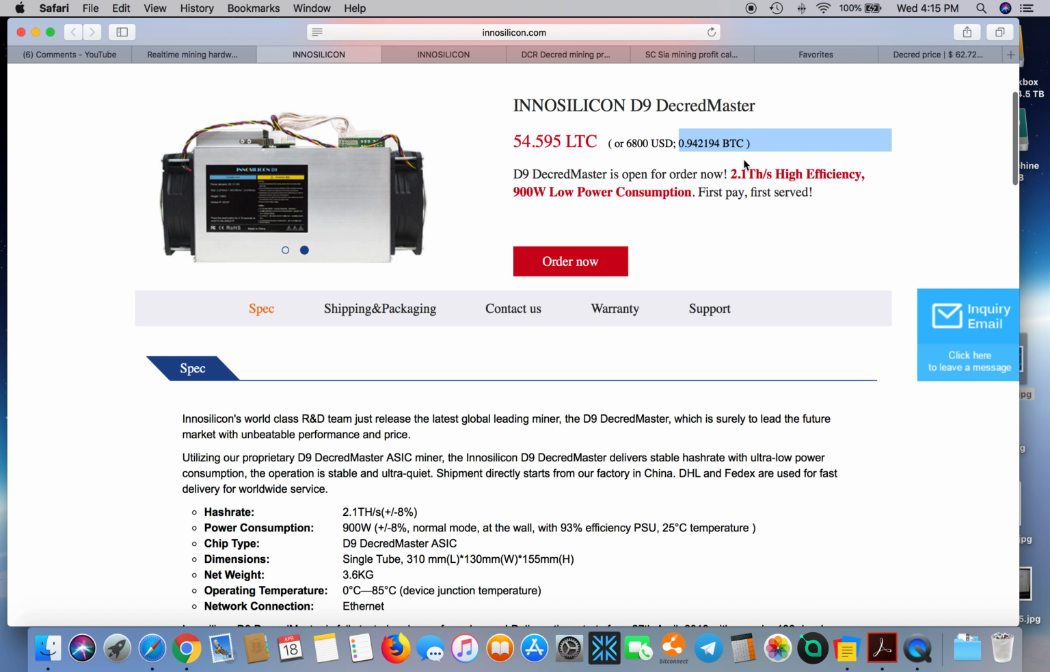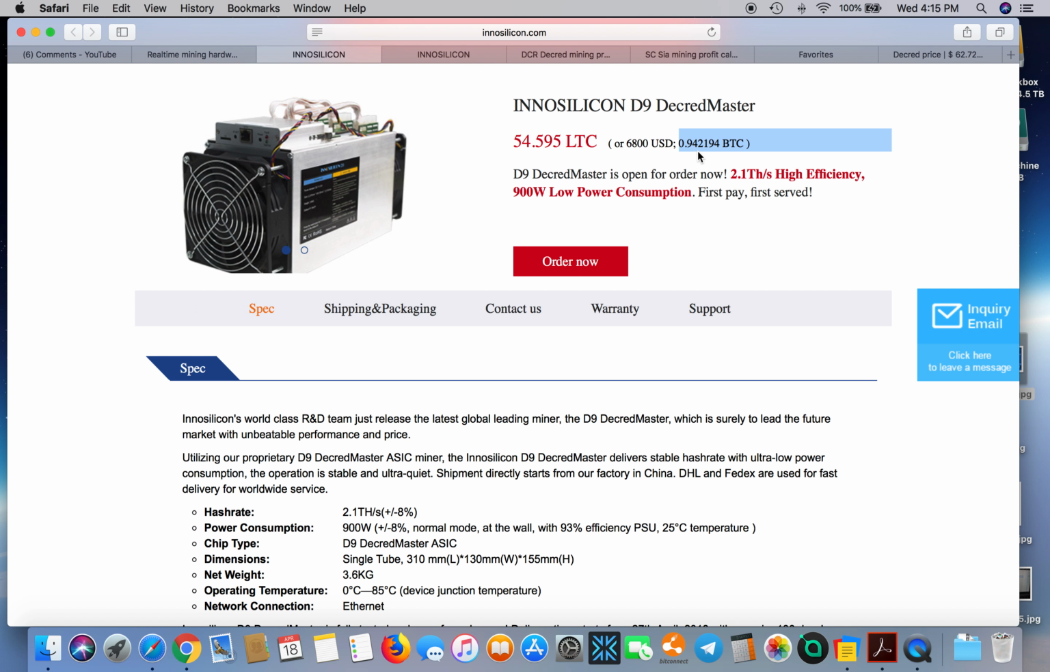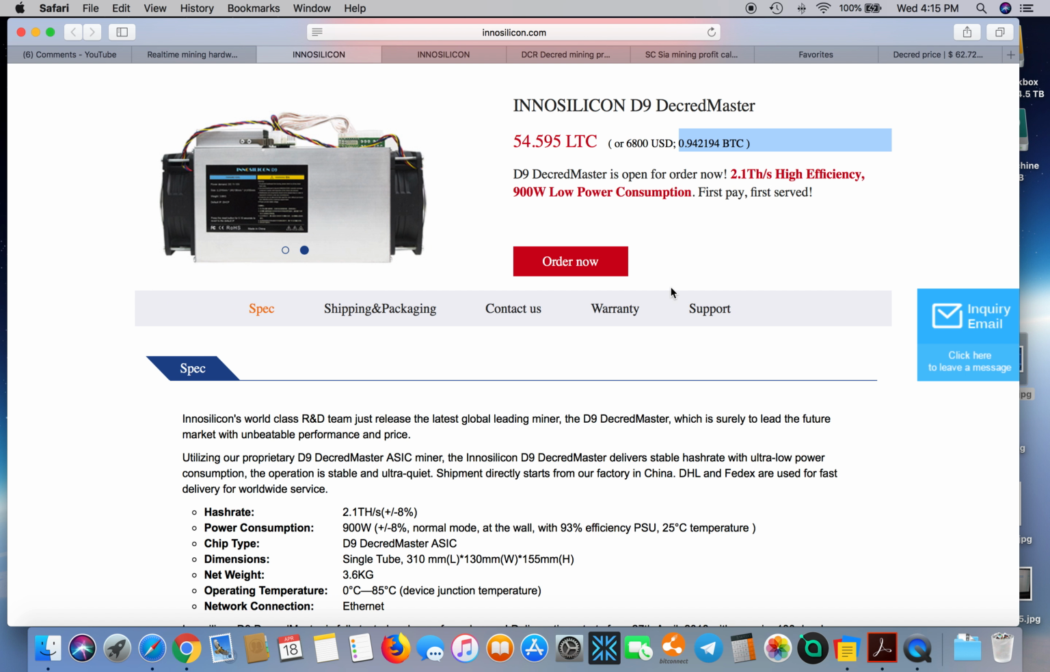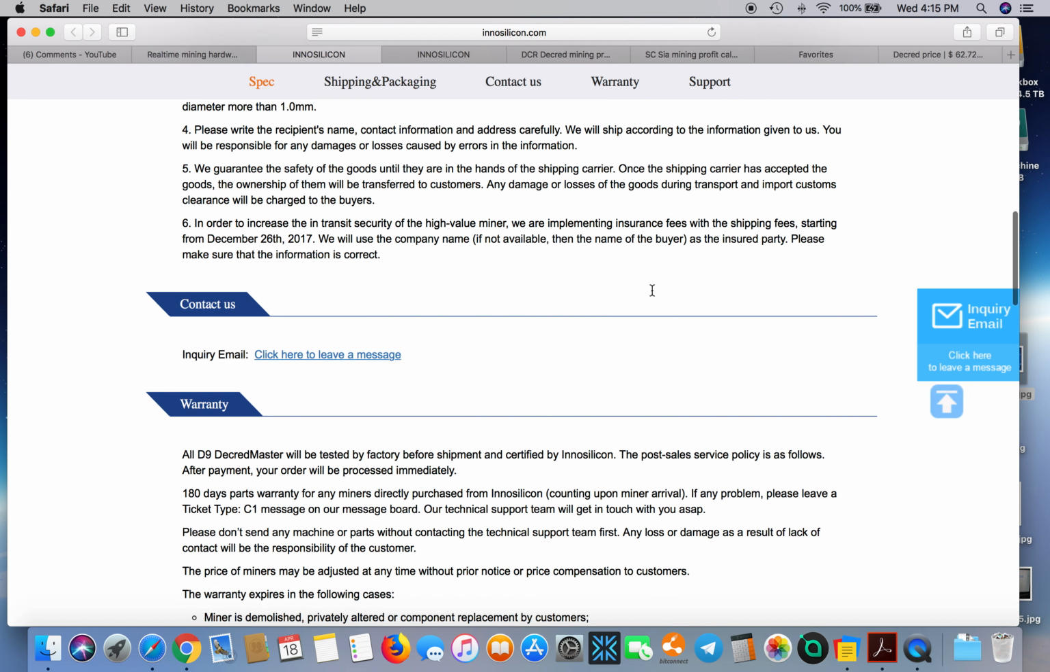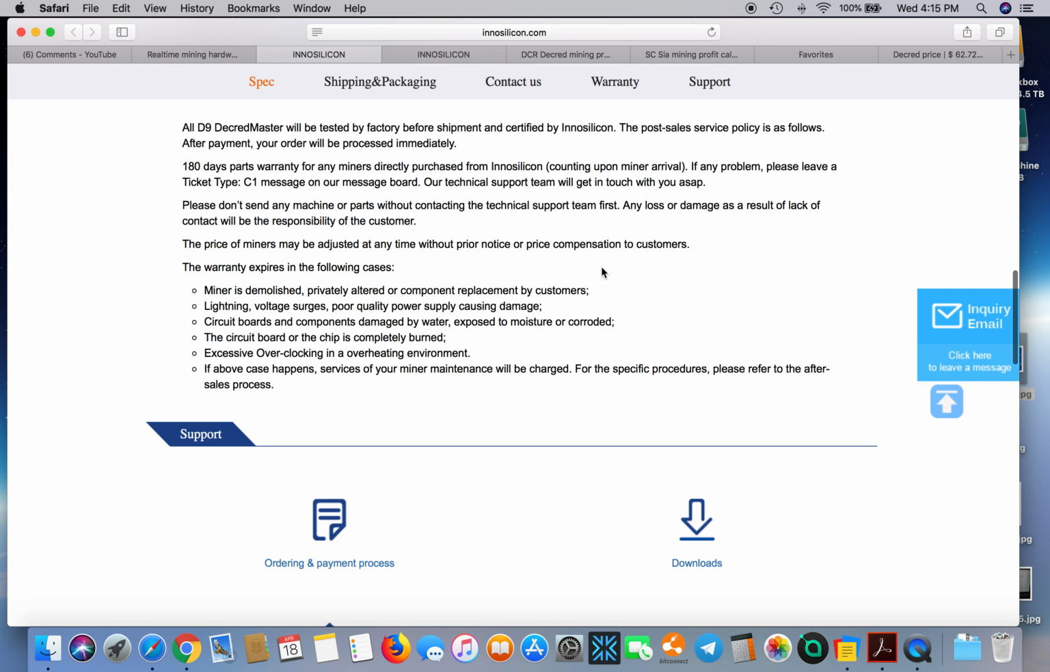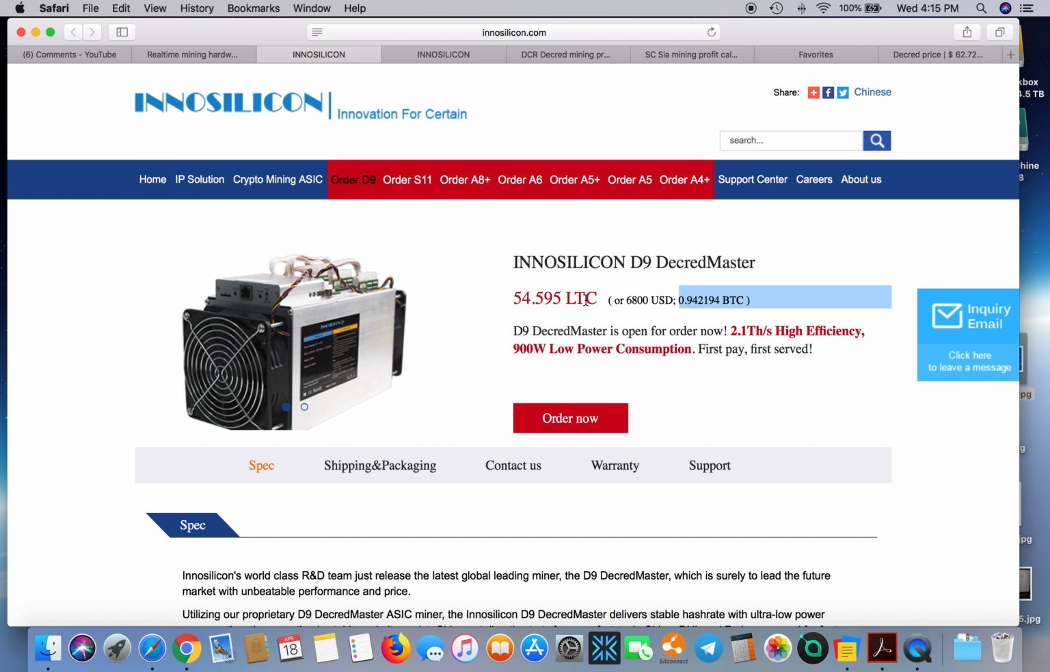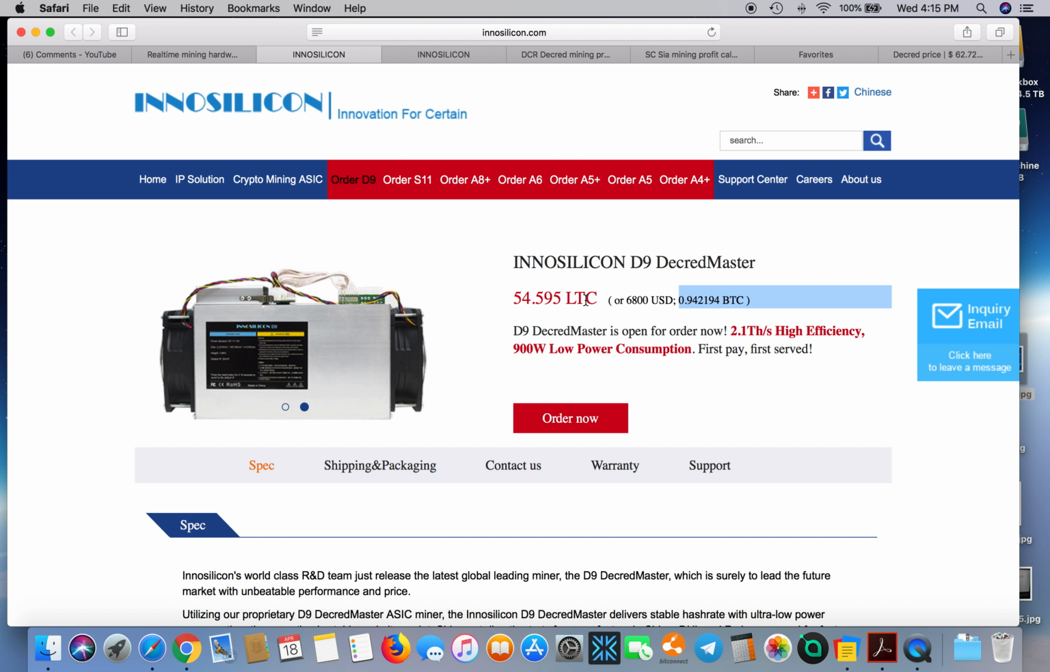6.94 Bitcoin does not come up to $6,800. It's more like $7,800. So if you buy a Decredmaster, absolutely do not pay with Bitcoin. Make sure that you pay via bank transfer, because you're going to overpay for the unit, and when you find out that you did, you're probably going to be pretty pissed off, and you ain't going to get your money back. So do not purchase a Decredmaster with Bitcoin.